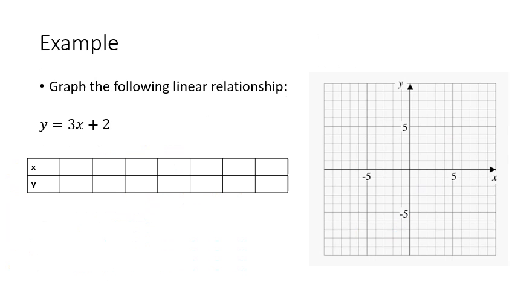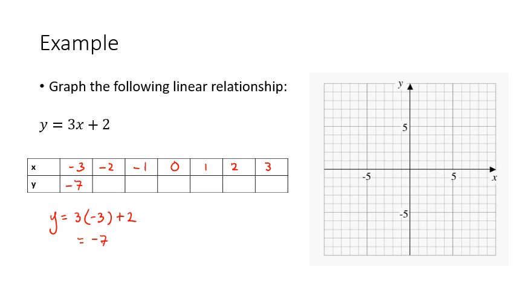So let's look at another example. So here you can see that I've got a table ready. I'm going to allocate some numerical values for x. I've just put in positives and negatives just to make sure I get a straight line. I'm now going to substitute values in. So my first value is -3. Okay, I've just substituted that in here. 3 lots of -3 is -9, plus 2 gives me -7. So therefore, I'm going to have -7 here.